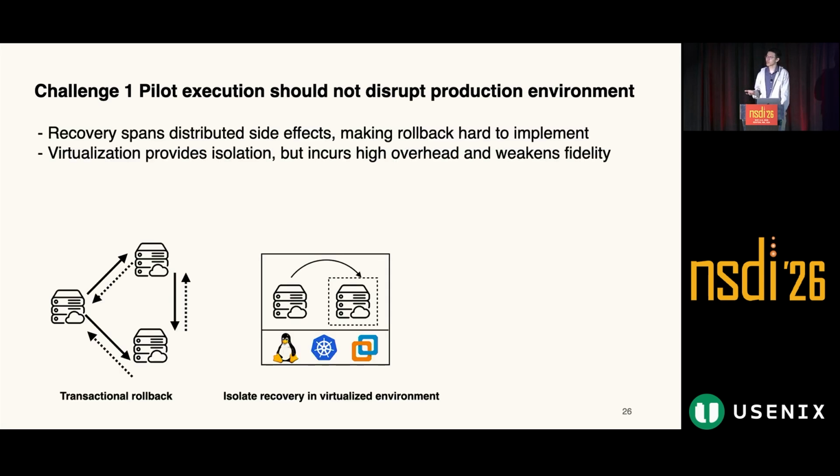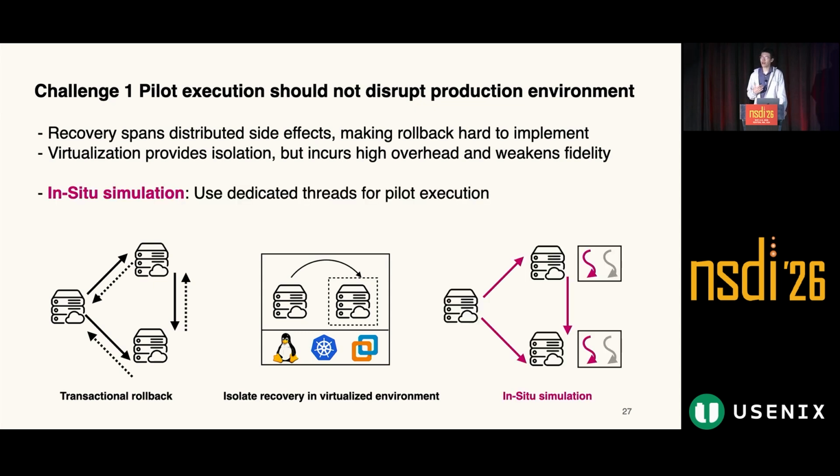To make parallel execution isolated, some intuitive ideas include transactional rollback and virtualization. However, it's either hard to implement in distributed environments, or it will incur high overhead. So our idea is in situ simulation. We run parallel execution in the live production system for fidelity, but with dedicated threads. And we will explicitly manage these threads and isolate all the side effects.